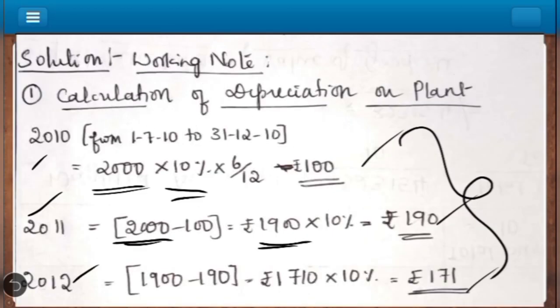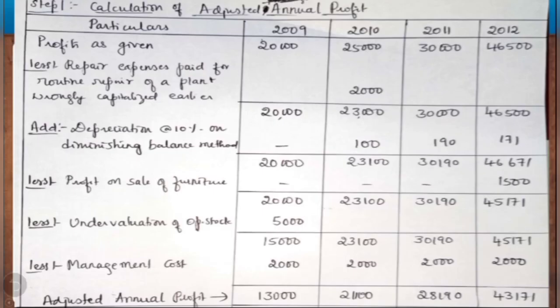So let's see how to prepare the table in the first step. Calculation of adjusted annual profit: profits as given, you have to write. Then the first adjustment, that is repair expenses, which was earlier taken as a capital expenditure, now we are going to treat it as a revenue expenditure, so it should be deducted from the profit of 2010. Okay, you have to deduct it, so you will have the balances. Then the other adjustment: earlier when they treated it as a capital expenditure, they had deducted the depreciation, but now when you are treating it as a revenue expenditure, you have to add back the depreciation amount which you have already calculated in the working note, but that starts from the year 2010.